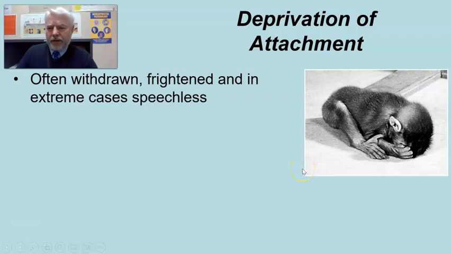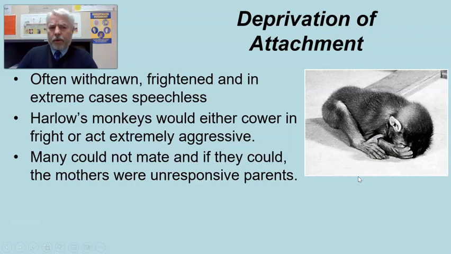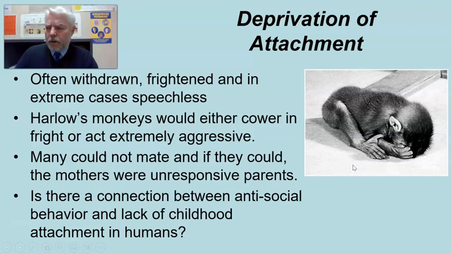If they were deprived of attachment, these infants would show psychological damage. They would be withdrawn, frightened, and in extreme cases, they were unable to communicate with their peers. They would cower in fright or act extremely aggressively. Most of them had difficulty mating in adulthood, and when they did, the mothers were completely unresponsive parents to their infants. They practically ignored them. So this makes us wonder, is there a connection between antisocial behaviors in humans and a lack of childhood attachment?